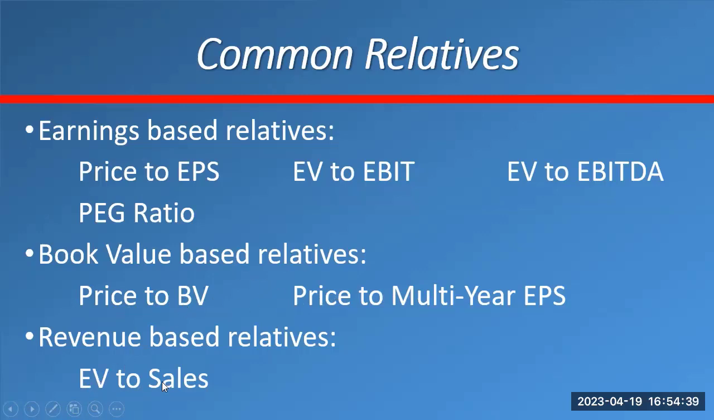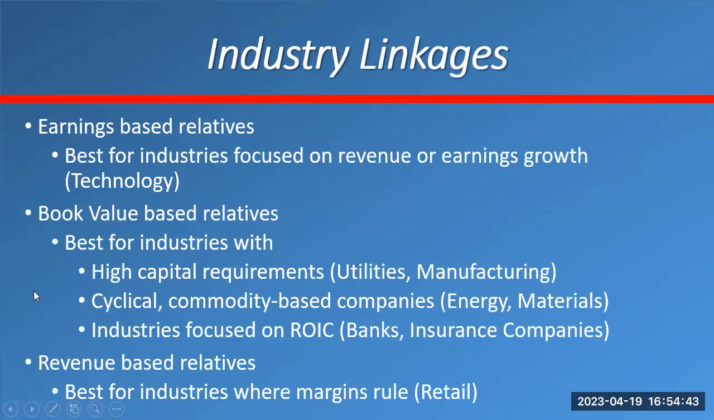And then EV to sales, just one down there. And then you have the industry-specific ones. So when do you use earnings based, when do you use book value based, and when do we use revenue based. So this is the second part of the question. I give you a company and you've got to tell me which of those ratios are best. Now, earnings based we use for everybody. Price to earnings you can use for everybody. You can use it for a bank, for a retailer. It's not the main ratio we use for these industries, but you can use PE.